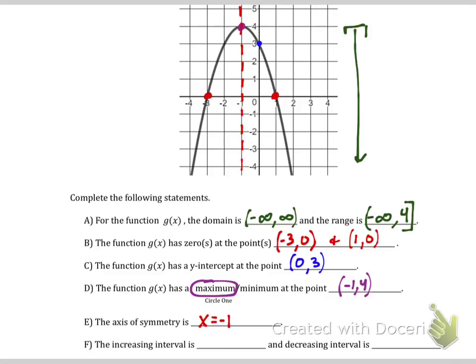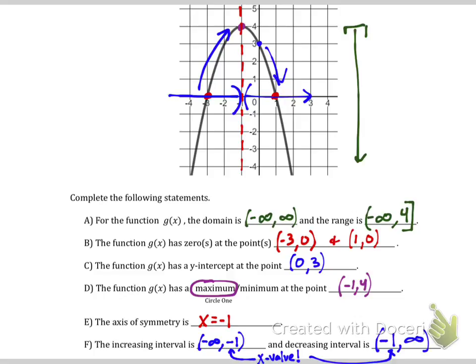And the increasing interval here, you have to remember that you use the x values for increasing and decreasing intervals. So we go from negative infinity all the way up to negative 1, and the decreasing interval going down, we go from negative 1 all the way to positive infinity. And that is also using the x values. Remember, x values on the intervals.